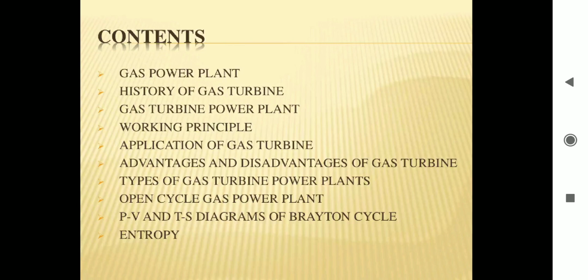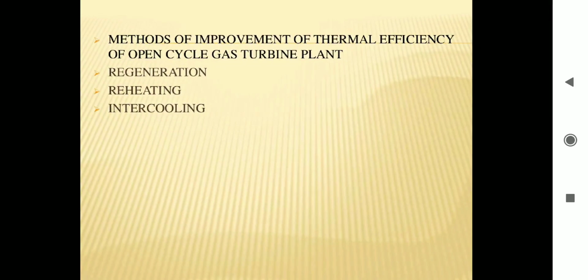In the next part we will discuss the PV and TS diagrams of the Brayton cycle, and the basics of entropy, what entropy is. Next we are going to discuss how we can improve the thermal efficiency of this gas turbine power plant. This is the same as the Rankine cycle, where there are basically three methods to improve the thermal efficiency: regeneration, reheating, and intercooling. We have already discussed these methods in the Rankine cycle. So here it is the same.